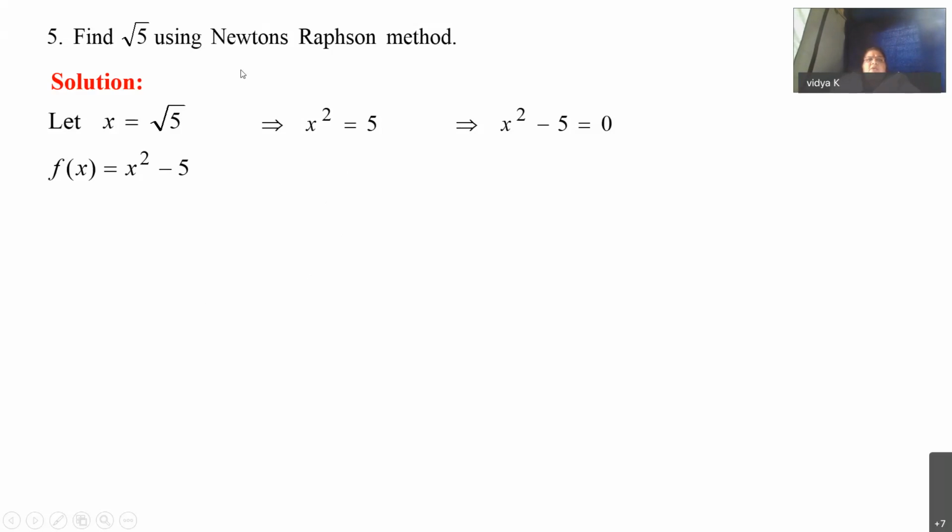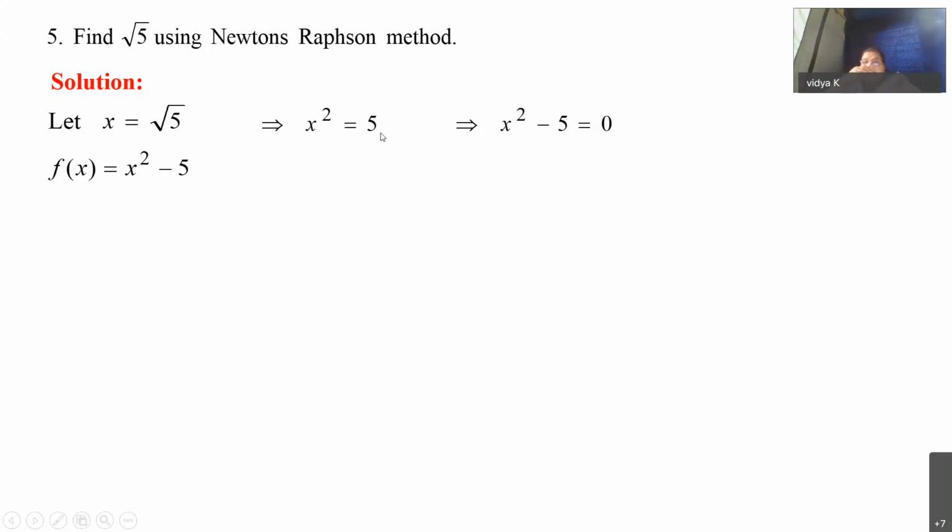So what you do, first take root 5. Our wish is to get the root 5 value, so it is unknown to you. So let root 5 equal to the value x. Then don't keep the equation in terms of fractional power. It should always be integer power. So first you square it. So you get x square equal to root 5 whole square, so 5. So x square equal to 5.